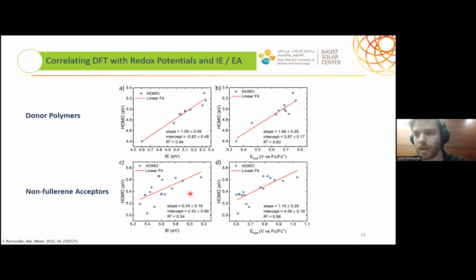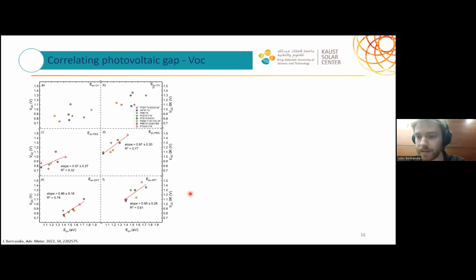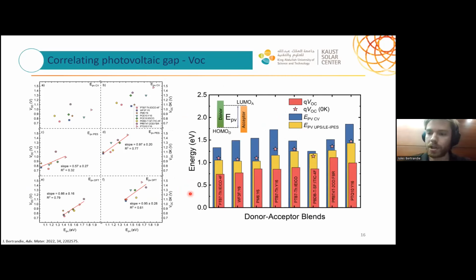So after we decided to go towards the blends to see with which one we could correlate our measurement better. Here you can see we did it with several blends, 8 blends with different donors and different acceptors, and we tried to correlate the VOC that we measured from those blends with the EPV, which is the difference between the HOMO of the donor and the LUMO of the acceptor.